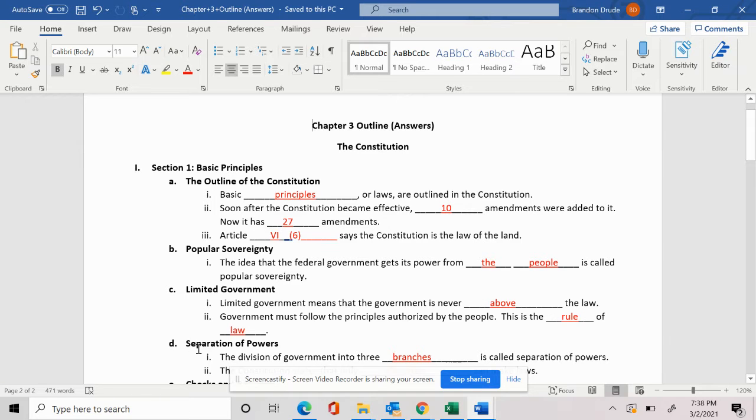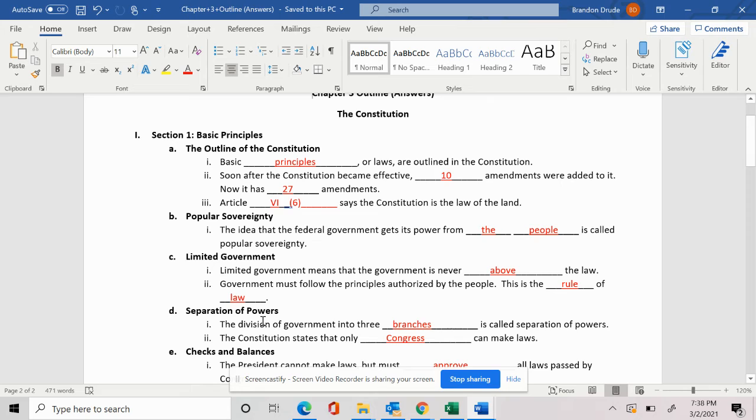The third principle is the separation of powers. In the separation of powers, each branch gets their own jobs. They get their own duties. And the other branches cannot touch those jobs and duties.